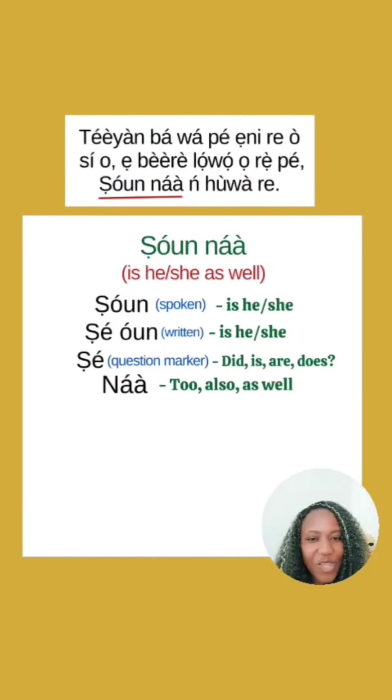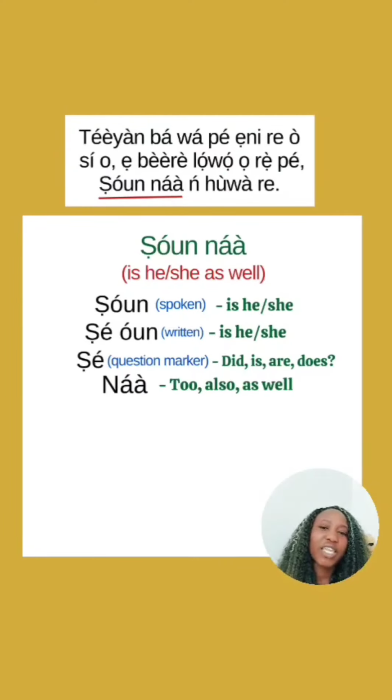Mo ti jẹun. I have eaten. Just remove the mo at the beginning of it and put ṣé in front of it and it becomes a question. Ṣé o ti jẹun? Have you eaten? Simple, isn't it? All right.